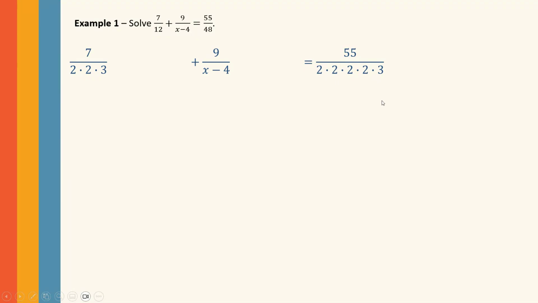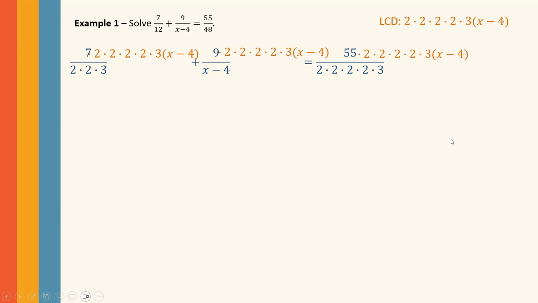So our least common denominator will contain each factor the most times it occurs. So we need 2 as a factor 4 times, 3 one time, and x minus 4 one time. And then we multiply both sides by the least common denominator, and we cancel out our like factors, or divide out like factors.